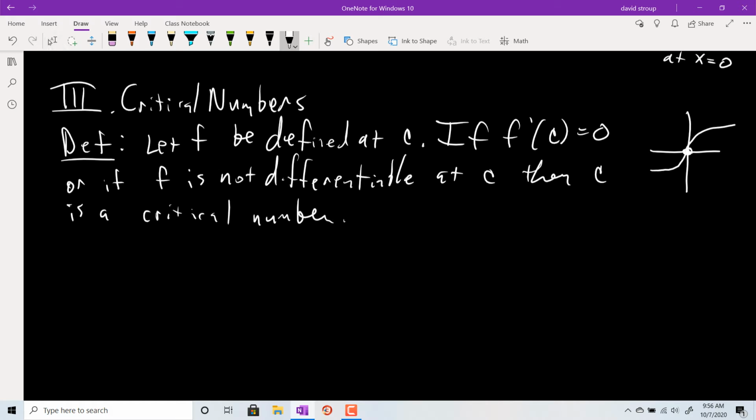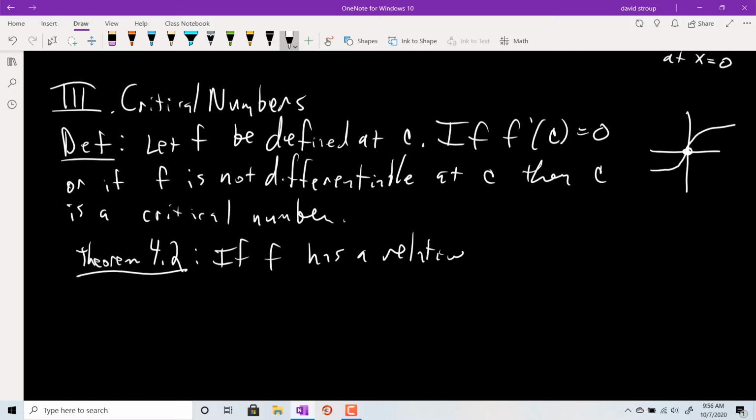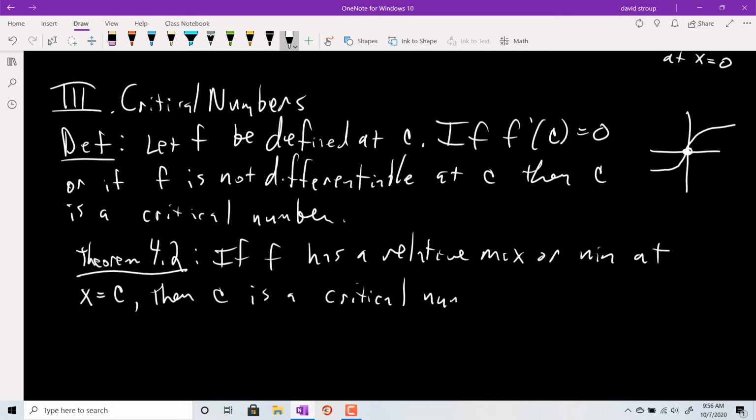Okay, so anyways, one thing we can say is the other direction. A critical number does not necessarily imply a relative extrema, but a relative extrema does imply a critical number. So that used to be Theorem 4.2, so I'll call it that. If f has a relative max or min at x equals c, then c is a critical number.